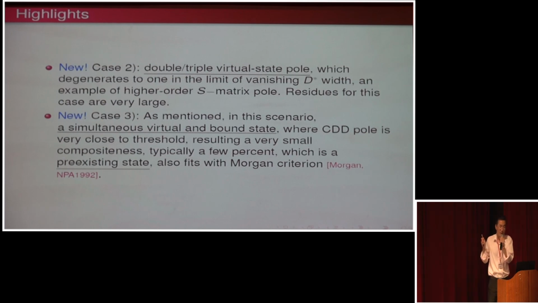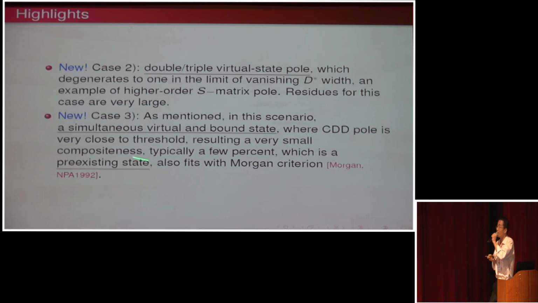So we want to mention these two points again. If we use a more advanced treatment, we will get new results. In case 2, we find a higher-order asymmetric pole, and so these residues are very large. And in the third case, we find poles in both the first and second Riemann sheets, and also the CDD pole is close to threshold. The resulting compositeness is very small.